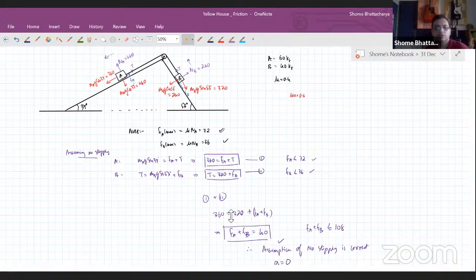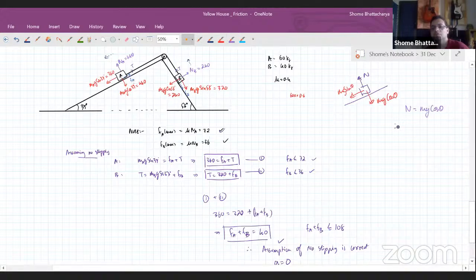Anmol, where we got the limiting value of friction, the maximum friction. Okay, that's very simple. On the inclined plane, you can see a normal reaction. How much is the normal reaction? It is equal to the weight's cos component. So normal reaction is equal to this. Therefore, maximum friction is equal to mu N, so it is mu mg cos theta.